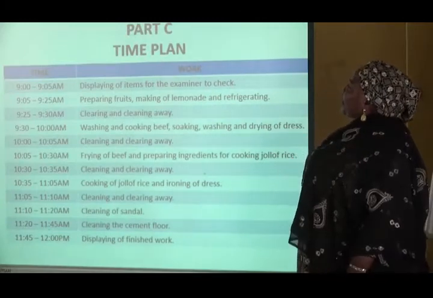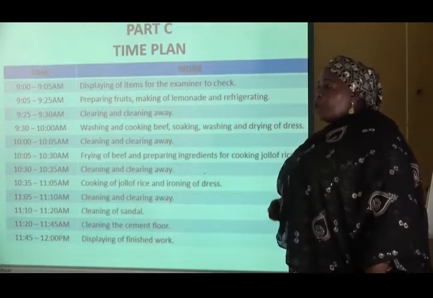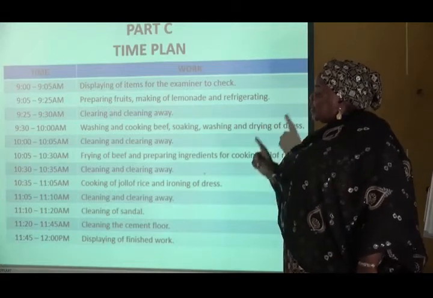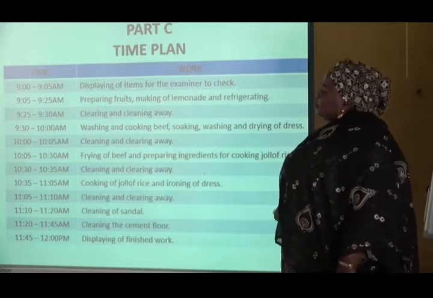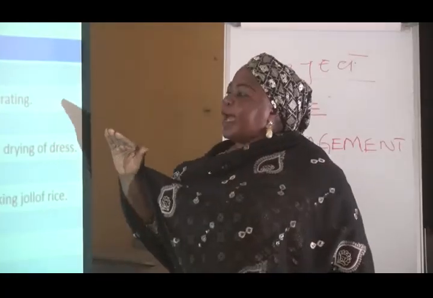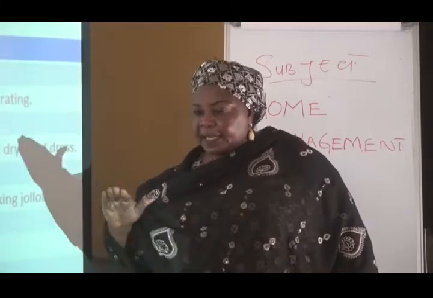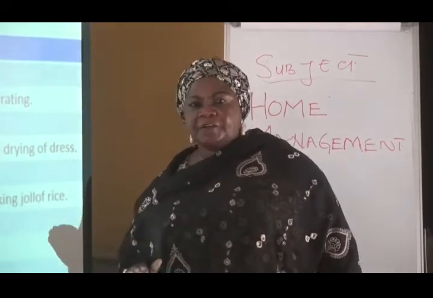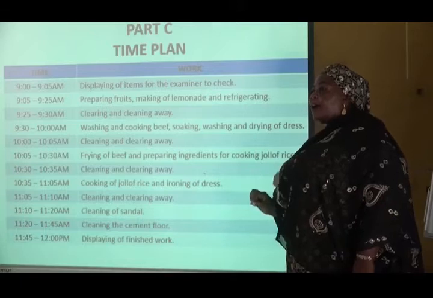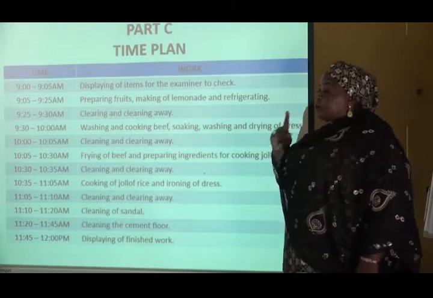Now we go to the part C, which is time plan. Now, based on what I said, our practical will start by 9, and I'm expected to finish this practical by 12. So from 9 a.m. to 9:05, I am going to display all my items for the examiner to see. Those items I bought in the market, the way I have said I was going to buy them, the quantity and everything, the examiner is going to check to be sure that I actually did the exact thing I have written.